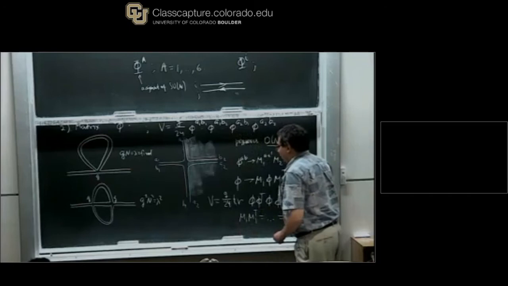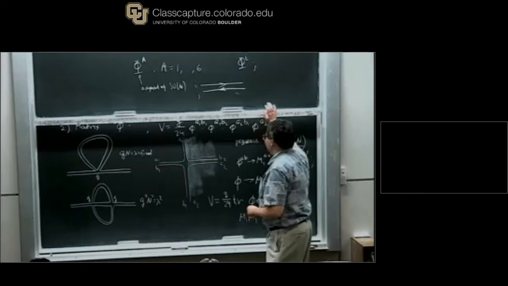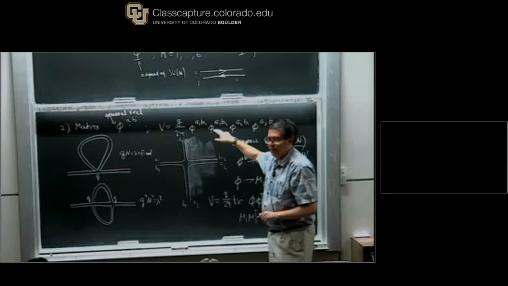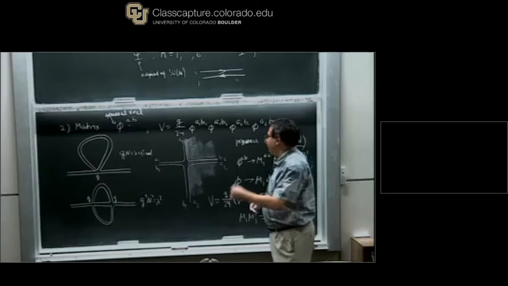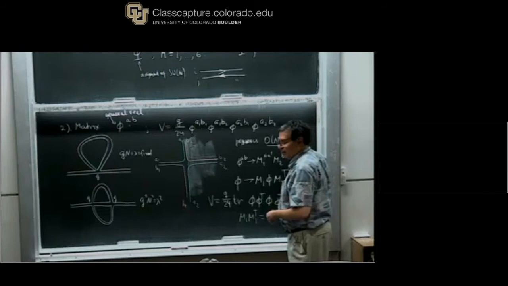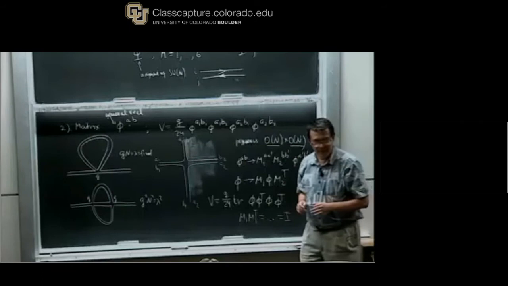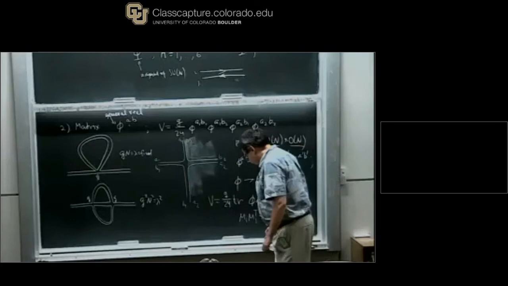Okay, and one other comment is that in principle this theory could even be generalized to, since the indices are distinguishable, you could make, say, the first index run from 1 to n1 and the second run from 1 to n2. And then you would just have O(n1) cross O(n2) symmetry. So that would be like a theory of a rectangular matrix, which is still okay. And then you can play with different ratios, for example. But I won't go into that, so that's one of the advantages of this type of structure.